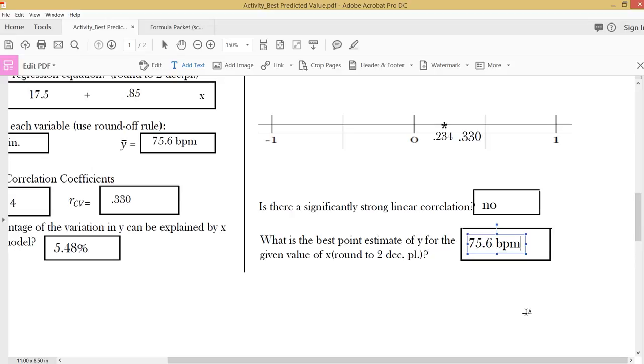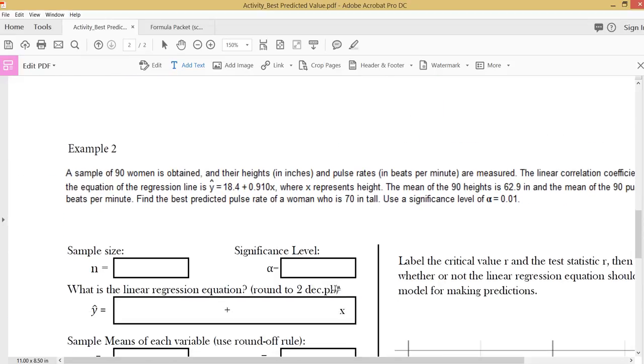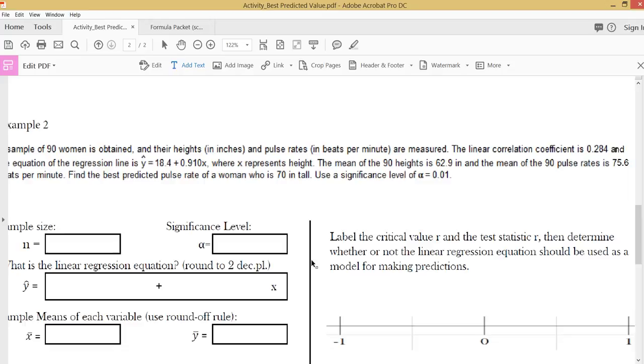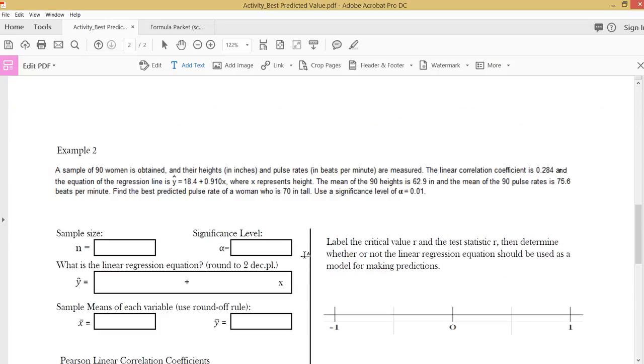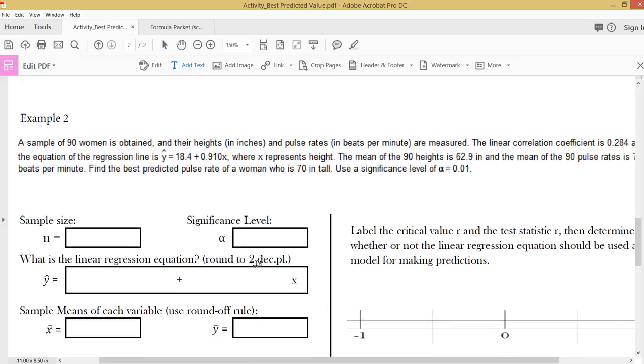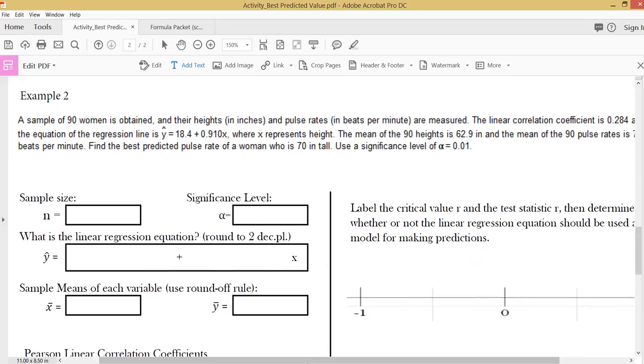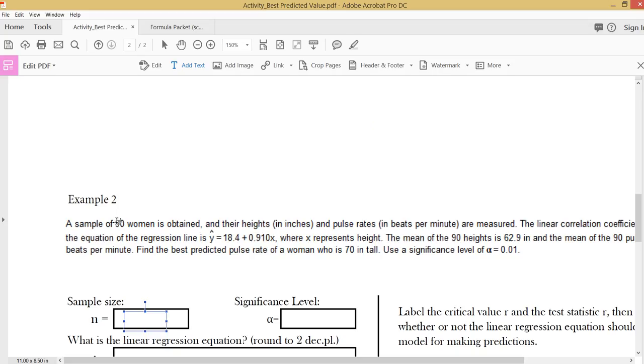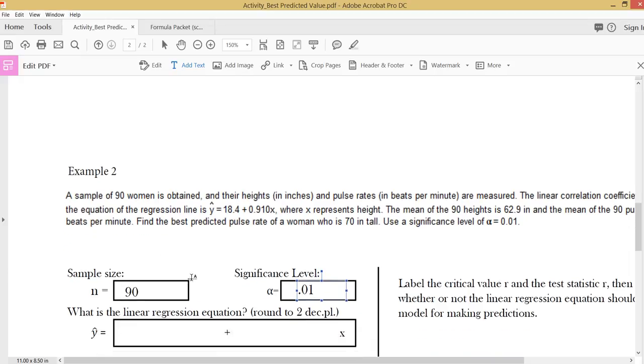Okay, and then we do a similar example over here. Very similar, but let's see how it turns out. It says a sample of 90 women is obtained and their heights in inches. It's exactly the same setup. The only difference is the values, right? So let's start to sort everything out. We've got a sample size of 90 this time. We're still going to use a significance level of 0.01, and we've got a different linear regression.